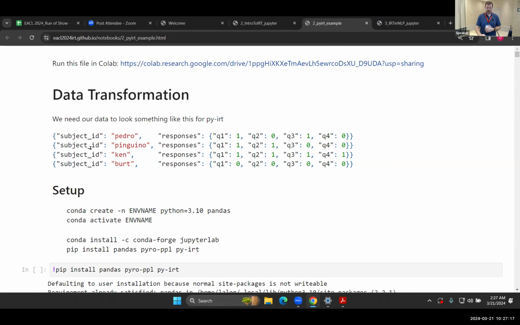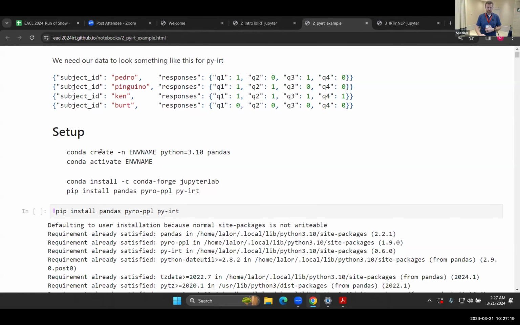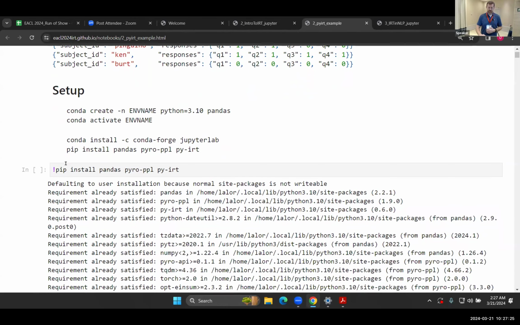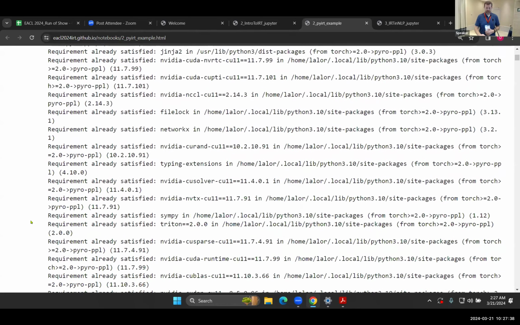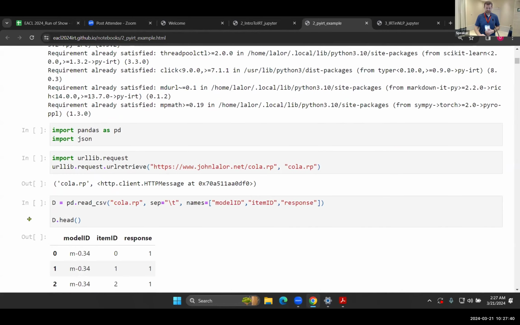If you're going to do this on your machine, here's just one way to set up your environment in terms of installing prerequisites and things like that. Once that's set up, you can just pip install pandas, pyro, which is under the hood, and then PyIRT. It needs some dependencies, it needs torch in the back end, things like that. So this can take a minute. But when that's done, you should be ready to go.